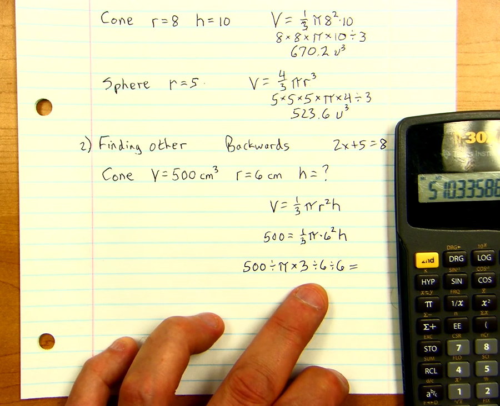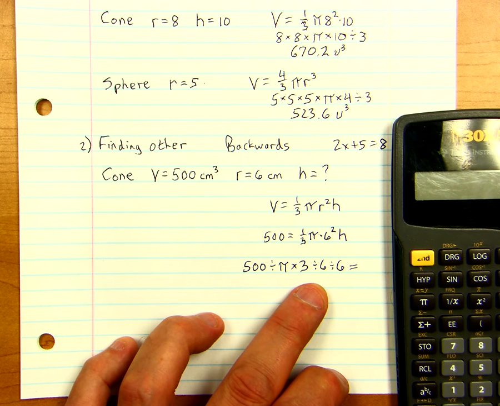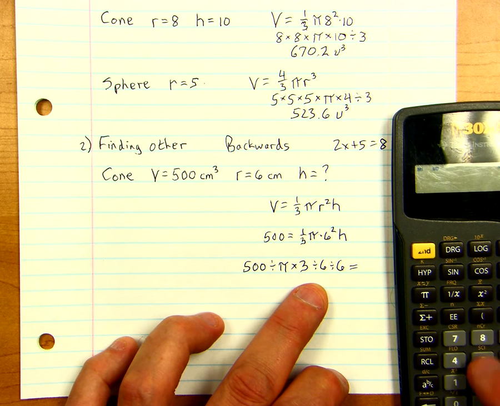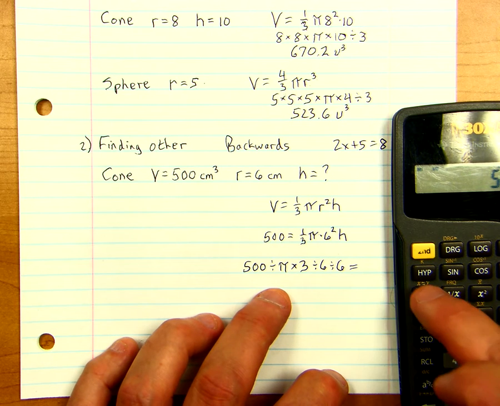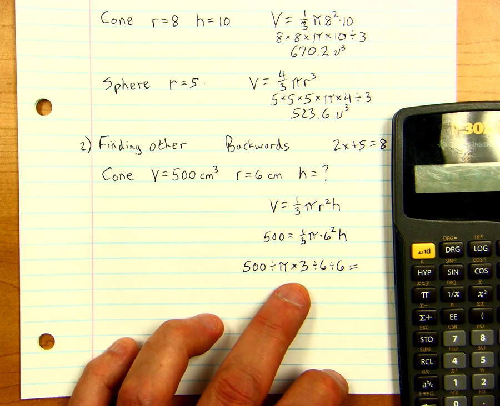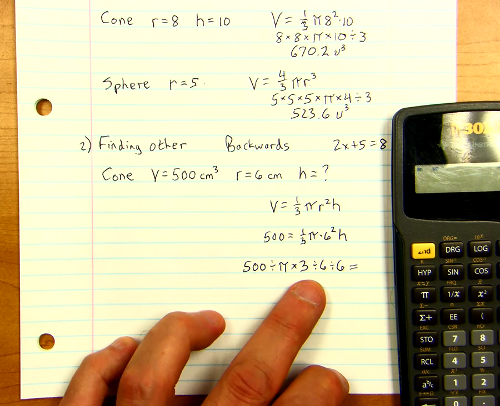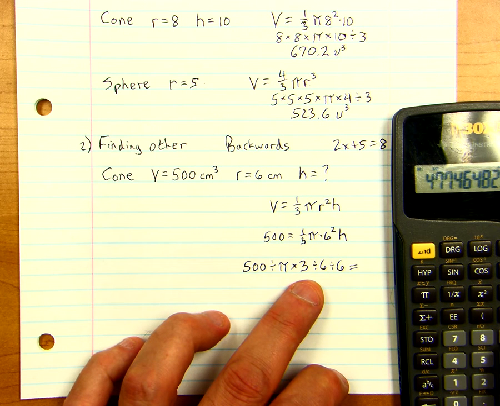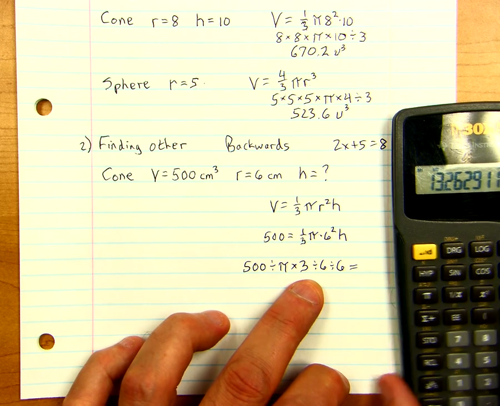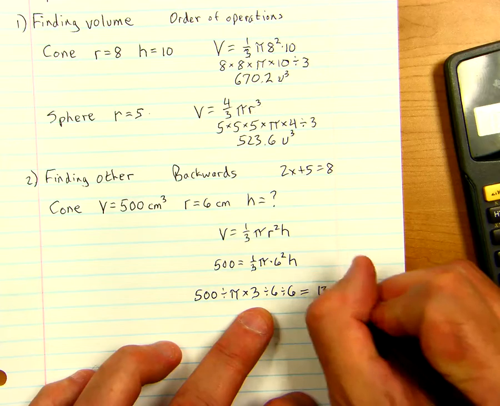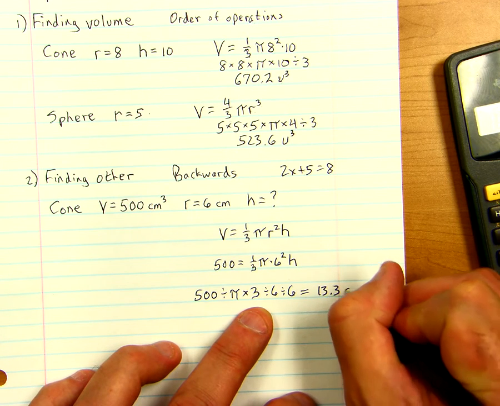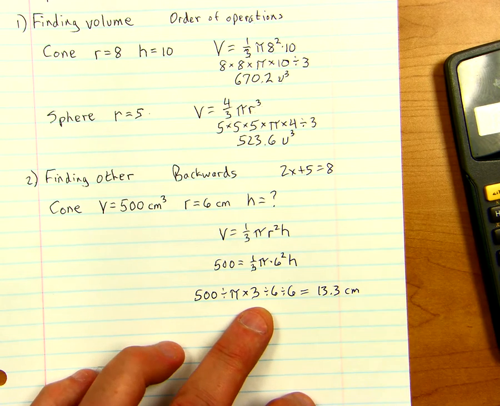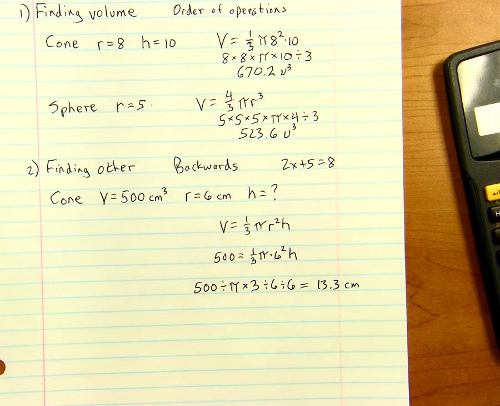510? I don't think that worked right. This calculator's doing some weird things. 500 divided by pi times 3 divided by 6 divided by 6. 13.3 roughly. And that is in centimeters. That's how tall my cone is, about 13 centimeters tall. Okay? So it's doing things backwards.